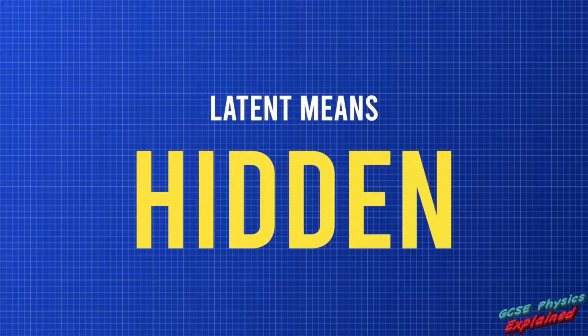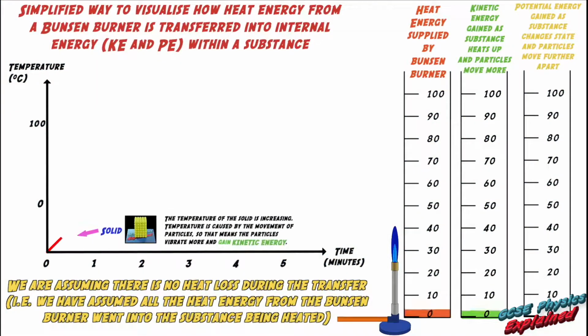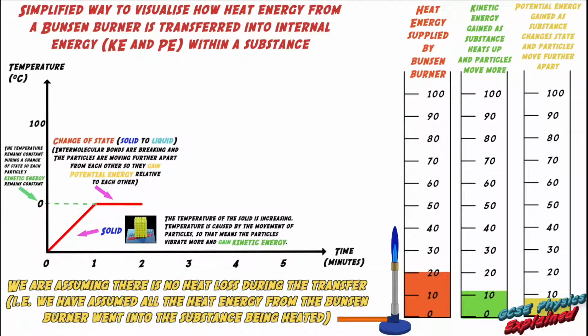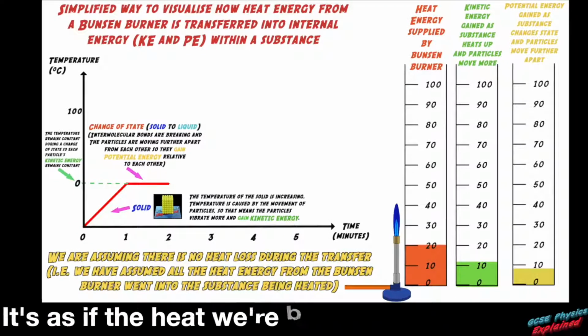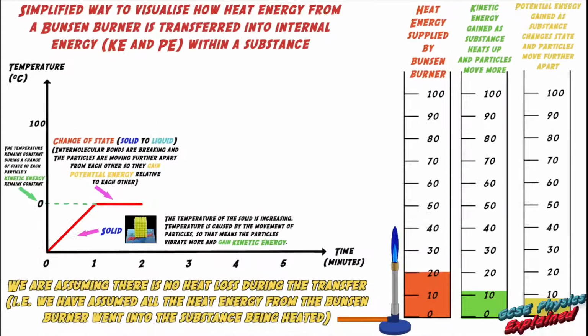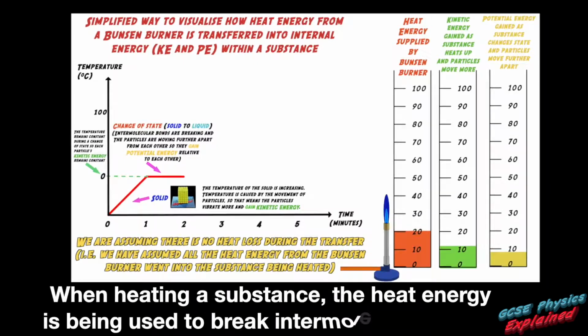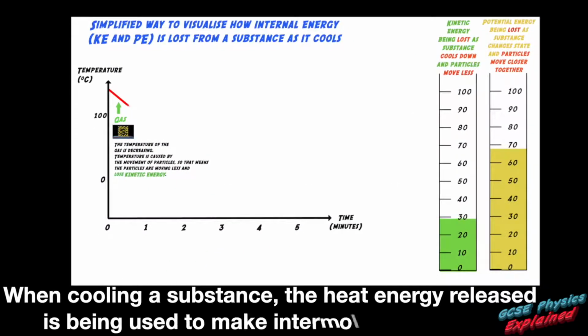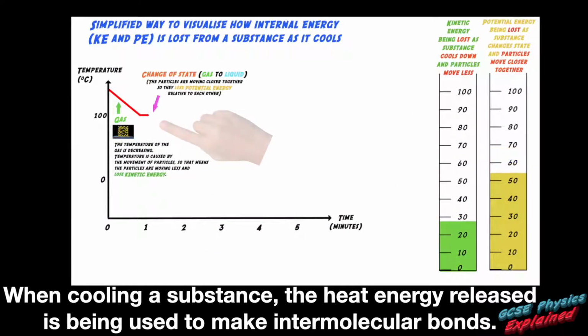The word latent is a Greek word, which means hidden. The reason we call it latent heat is because, even though we're still putting heat into the system, the temperature of the system does not change while the substance is changing state, so it's as if the heat we're putting in is hidden. When heating a substance, the heat energy is being used to break intermolecular bonds. When cooling a substance, the heat energy released is being used to make intermolecular bonds.